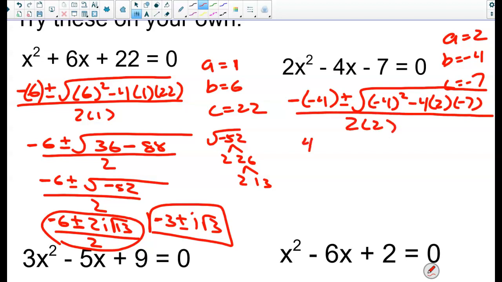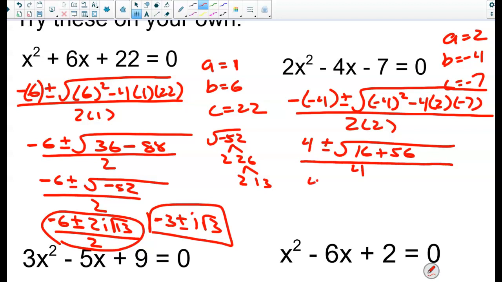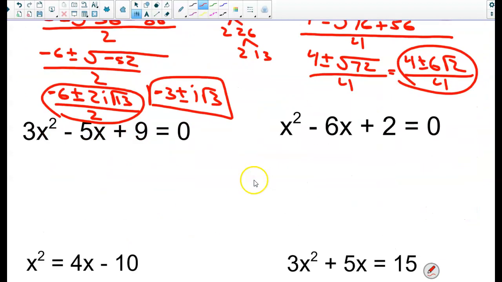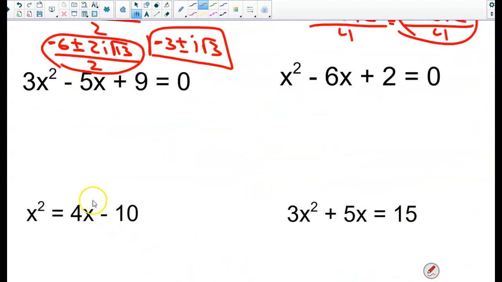So a positive 4 plus or minus the square root of 16 plus 56 over 4. We get 4 plus or minus the square root of 72 over 4. And that simplifies. 4 plus or minus 6 root 2 over 4. And that can be reduced as well. It would be 1 plus or minus 3 root 2 over 4. So I scroll down here. Let me get to the bottom two. And we can do those down there as well.